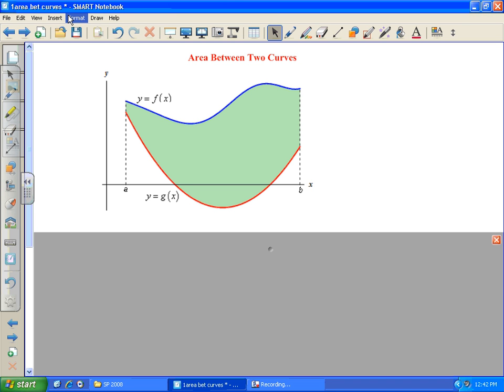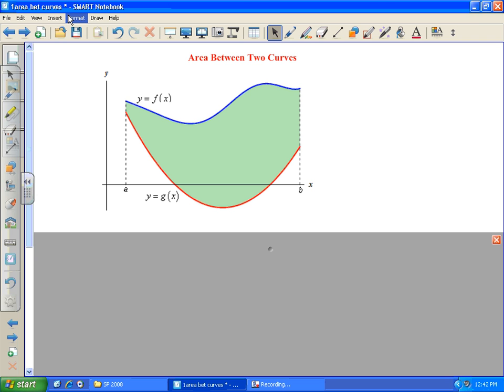And the first section is about area between two curves. So in the first 5 or 10 minutes, we're going to derive some formulas, and then we're going to do some applications with those. We're going to do some examples. In the first example, as you can see, we have two functions, f of x on the top and g of x on the bottom.